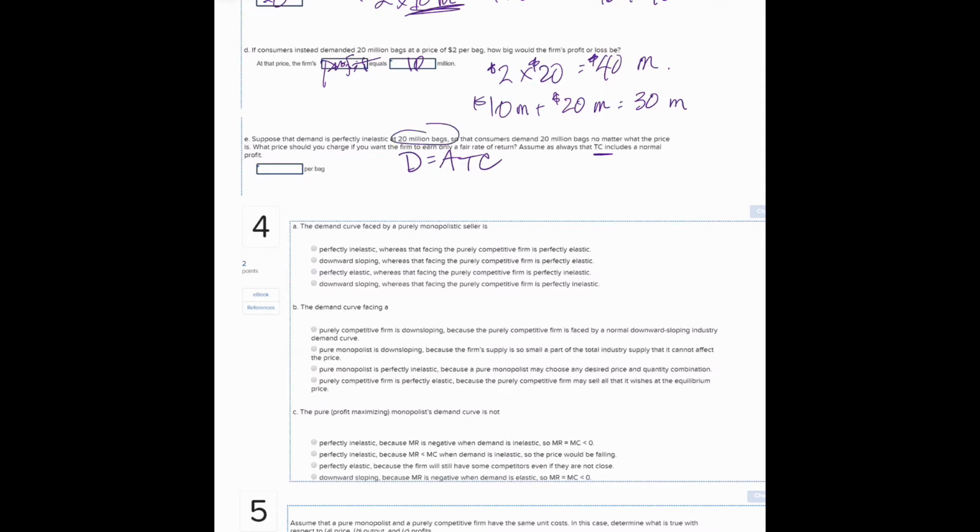For 20 million bags, we can say, okay, well, total fixed cost is 10 million, and variable cost is still that $1 per bag, so 20 million. And that gives us 30 million in total costs. Divide that by 20 million bags, and what you're going to get is a price of $1.50 per bag. So our total cost divided by the number of units of output gives us average total cost. And that's the value we're looking for here.